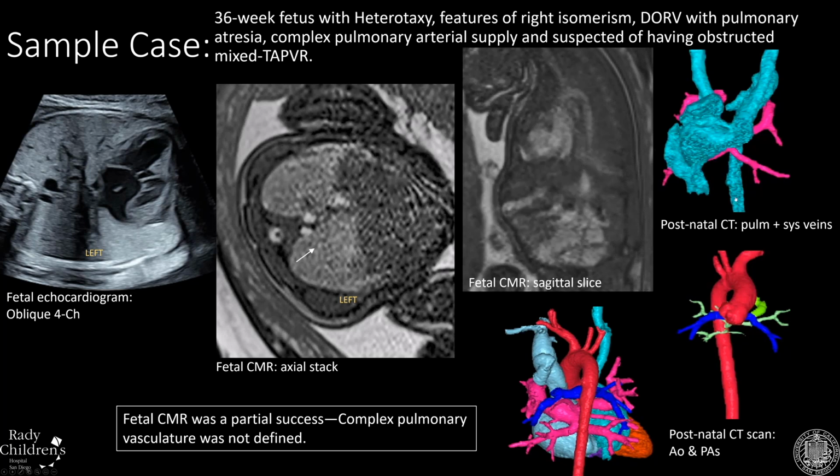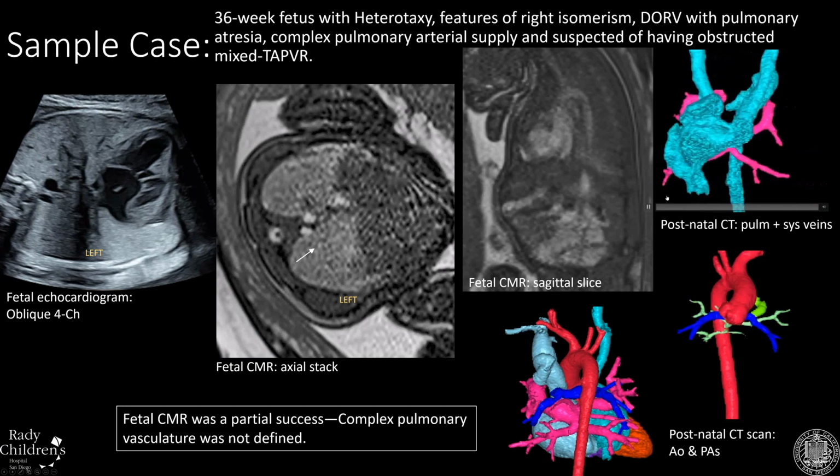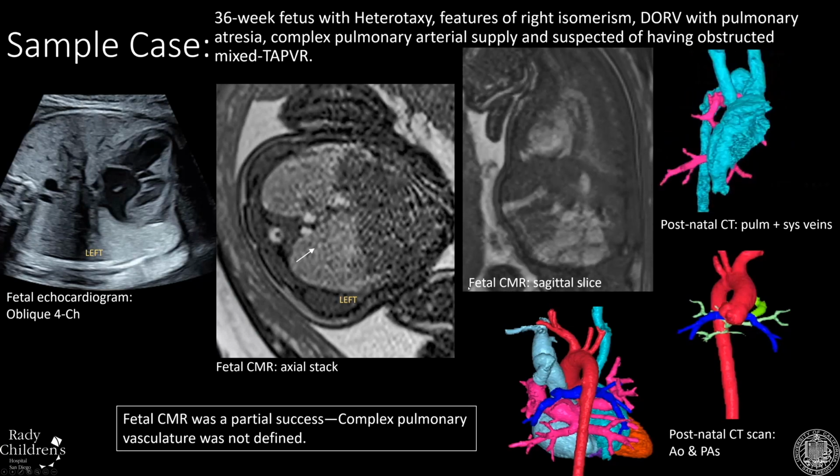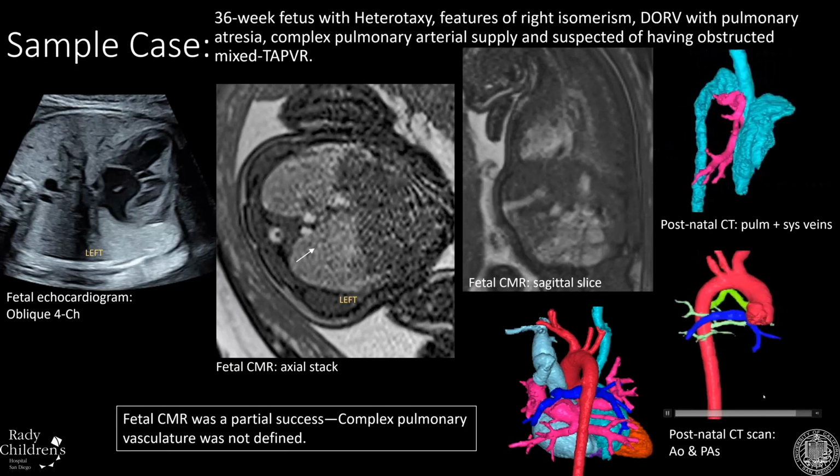And just to show this baby's postnatal imaging, this is a reconstruction of the pulmonary and systemic veins. You can appreciate that this was a vertically oriented confluence. There was dual drainage into the bilateral SVCs, with the left hemiazygos being the dominant drainage from the lower body. The pulmonary arterial supply was also quite complicated.